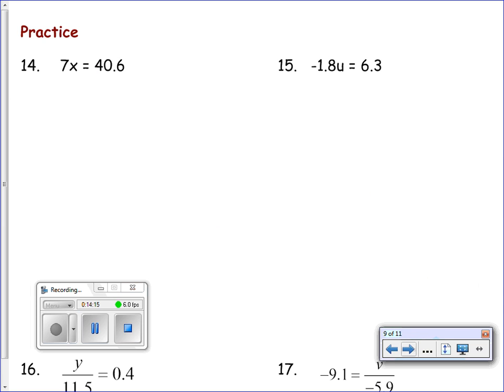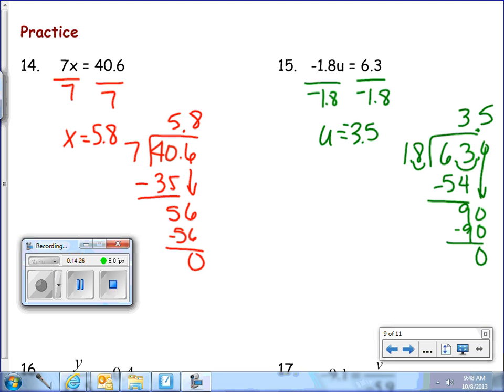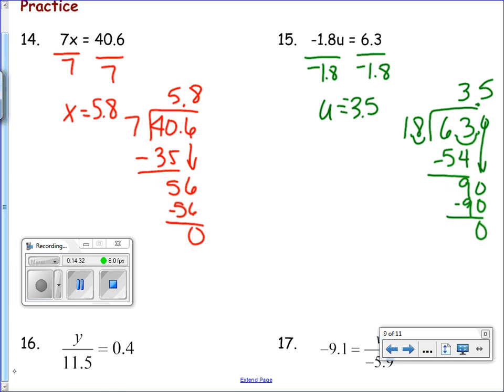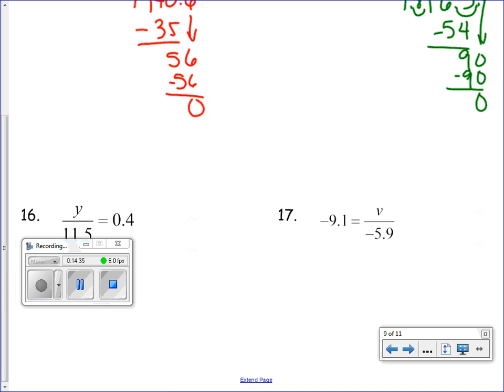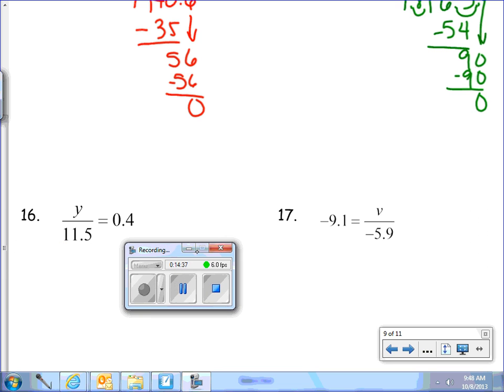Go ahead and practice 14, 15. Come back. Check your answers. Be sure and show you are dividing each side by a certain number, multiplying each side by a certain number. Go ahead and check your answers again. Always go back and check your signs. Let's go ahead and work on the inverse operations for 16 and 17.